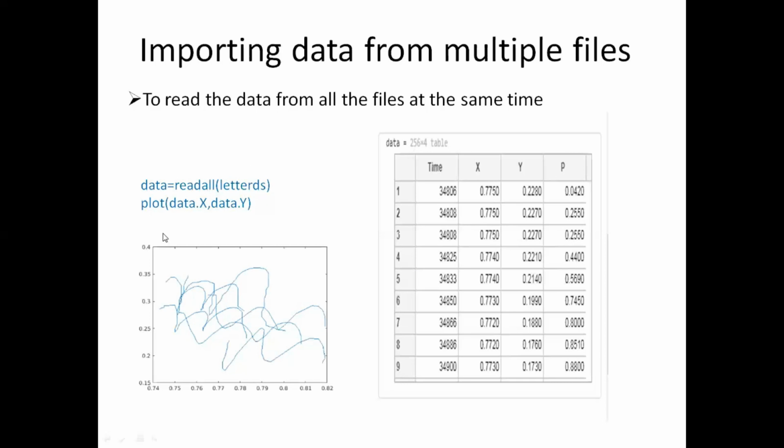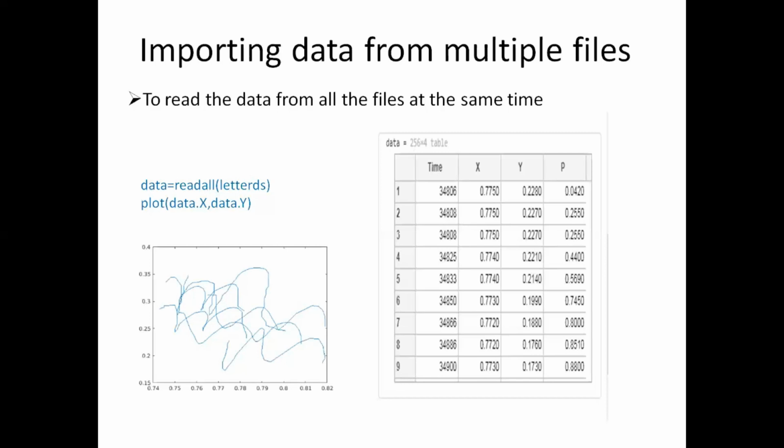And then you can also see the plot of the x position and y position. You can see the overlapping of many handwritten characters M. That is because we have plotted all the data that is available in all the 6 files.